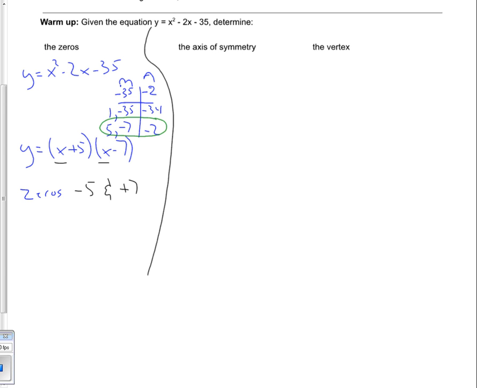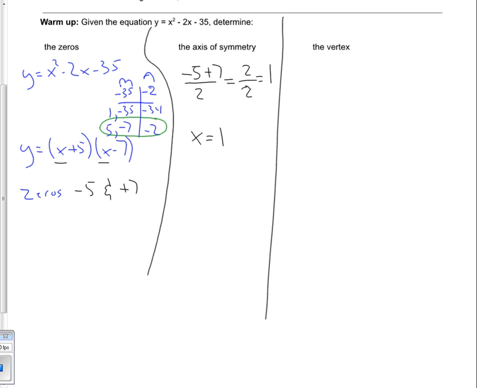Now let's determine what the axis of symmetry is going to be. We know that the axis of symmetry is always the midpoint, the average of these two zeros. Since my two zeros are negative 5 and 7, I'm going to add the two zeros together and divide by 2. Negative 5 plus 7 gives me positive 2. Positive 2 divided by 2 is going to give me positive 1. So my axis of symmetry is when x is equal to positive 1. The equation of the axis of symmetry is x equals positive 1.